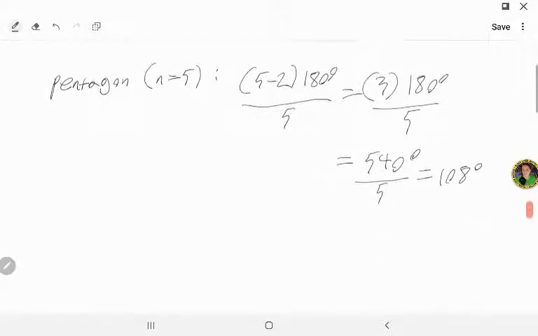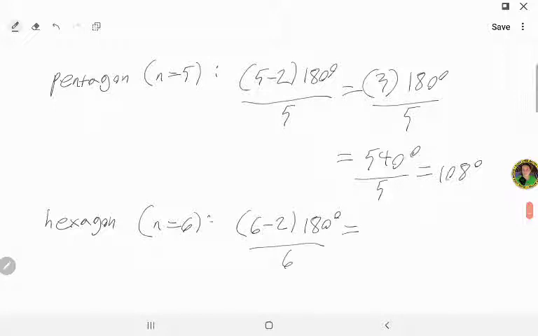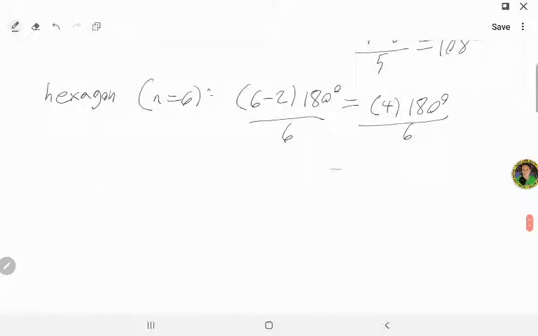So if we look at a hexagon, n equals 6, we notice that we're going to have 6 minus 2 times 180 all divided by 6 equals 4 times 180 all divided by 6. And so we get 720 degrees divided by 6 gives us 120 degrees.